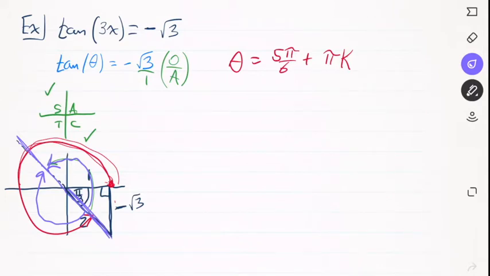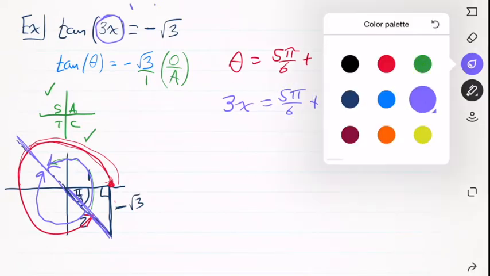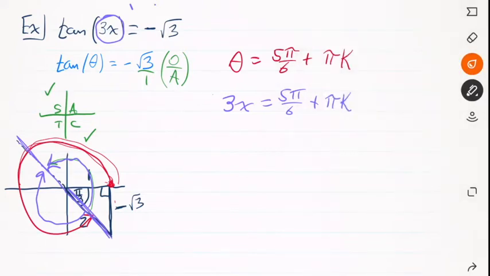But theta is not what we were solving for. We were solving for 3x. So I'm going to change theta into 3x equals 5 pi over 6 plus pi k, and solve for x. That means I have to divide by 3. But because I have a fraction involved here, I'm going to use a trick called the multiplicative inverse, which means I'm going to multiply by 1/3. So I multiply every single term by 1/3.